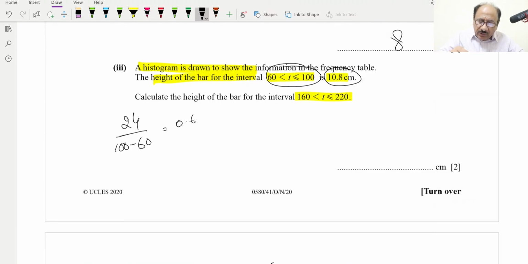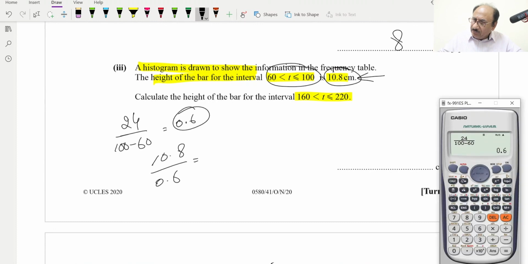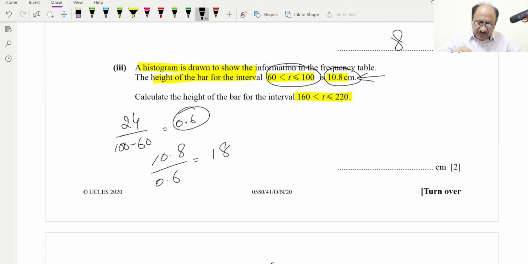So this will be 24 divided by this will be equal to 0.6. So 0.6, and now this one height, which is 10.8, 10.8 we will divide by this factor, which is 0.6, and we will get the multiplier, and this will be 10.8 divided by 0.6, this will be equal to 18. So our multiplier is 18, or multiplying factor or multiplier.